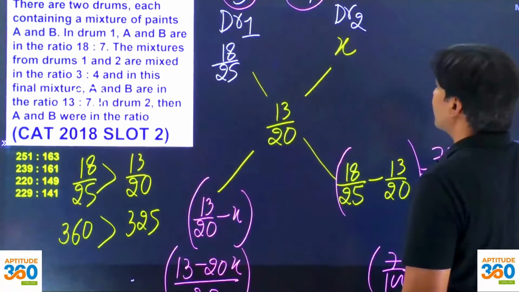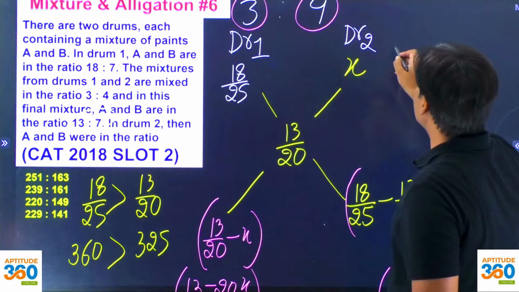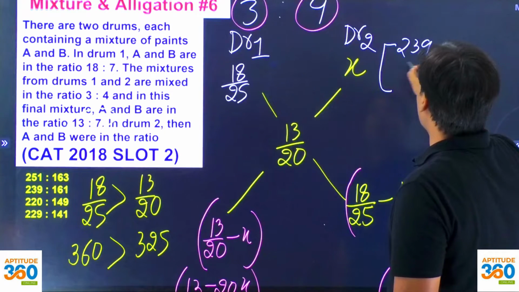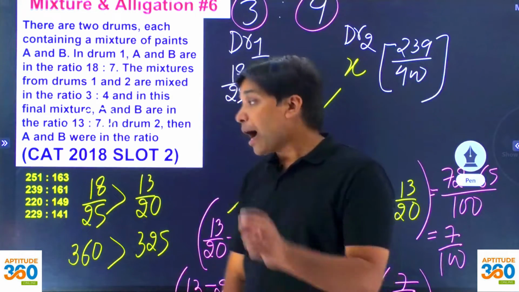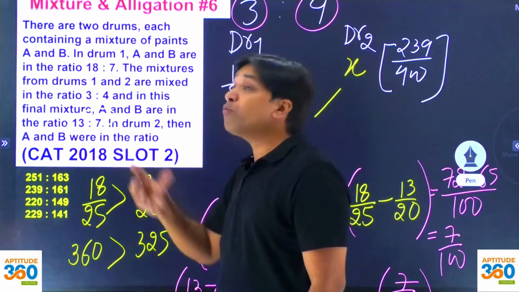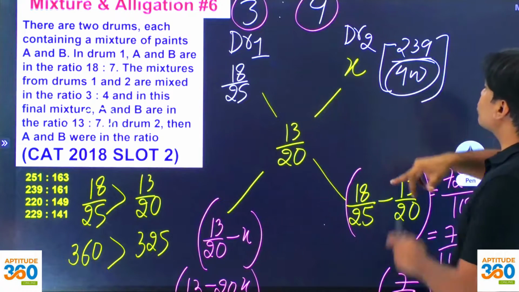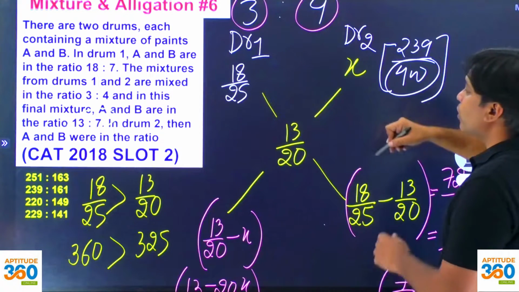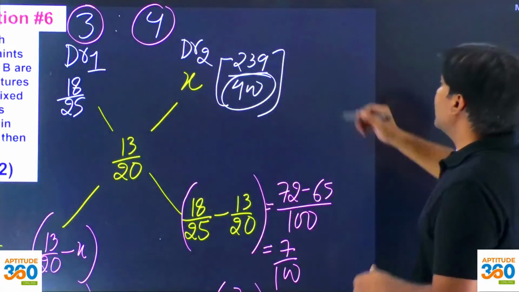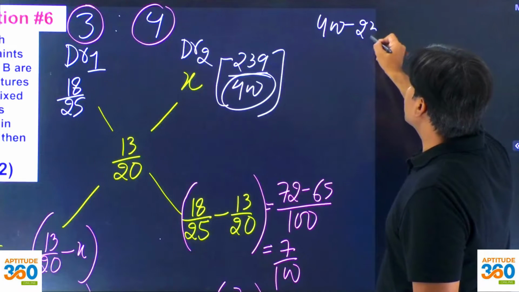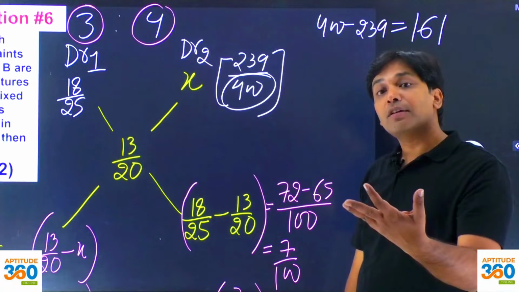Now look at the options out here. Let me change the color of the pen. So this one comes out as 239 upon 400. But none of the options is having 400. आपसे क्वेश्चन क्या पूछा गया? In drum 2, then A and B were in what ratio? If A is 239 upon, so this is the total. So you have to find out B. So what is that you're gonna do? 400 में से 239 को subtract कर दो. If 400 minus 239, this comes out as 161. That is going to be the proportion of B.